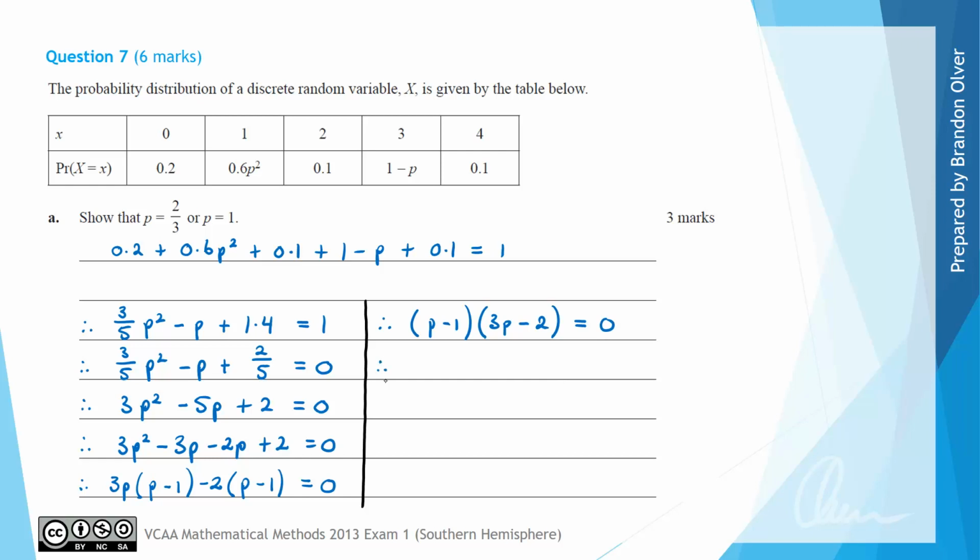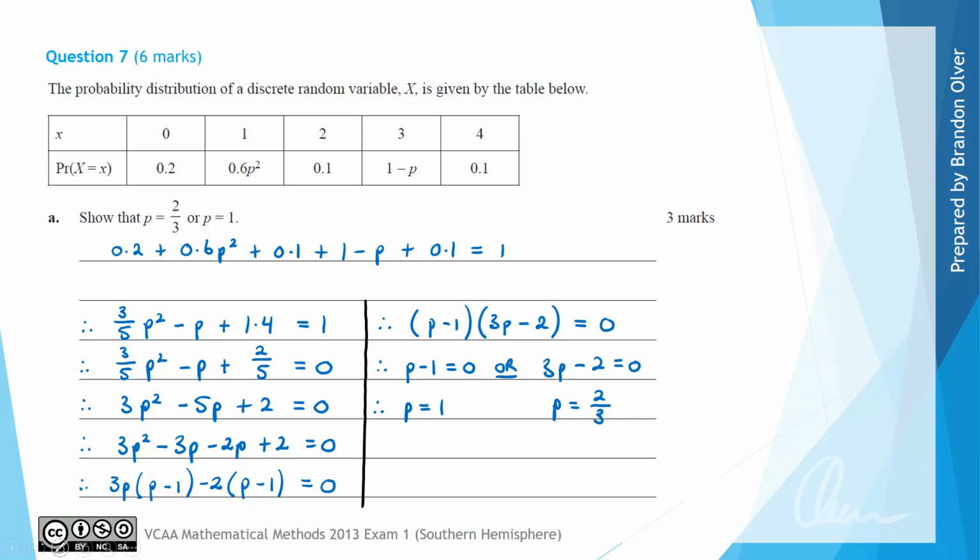And now that we have a factorized form equal to 0, we can apply the null factor law that says p subtract 1 could equal 0, or that 3p subtract 2 could equal 0. So therefore p could equal 1, or p could equal 2/3, which is what we were asked to show for this question.